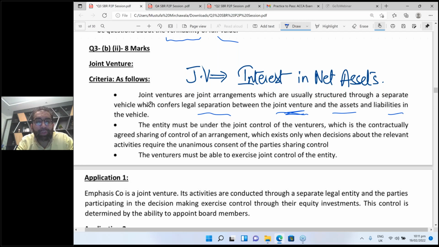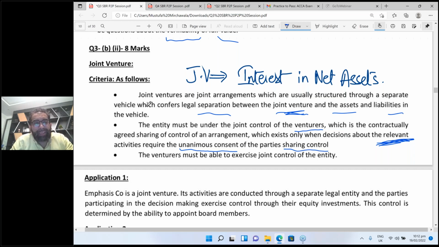The entity must be under joint control of the venturers. Yes, they have joint control. The investors have joint control, which is the contractually agreed sharing of control of an arrangement, which exists only when decisions about the relevant significant activities require the unanimous consent of the parties sharing control.